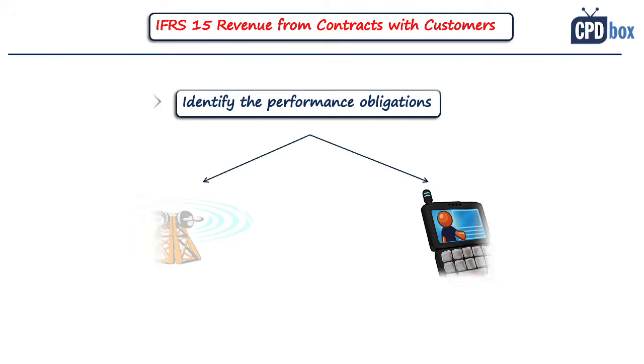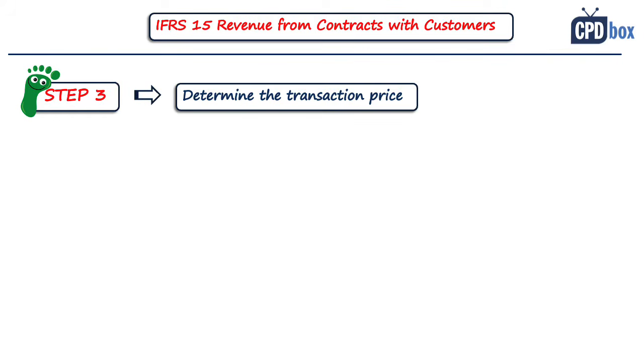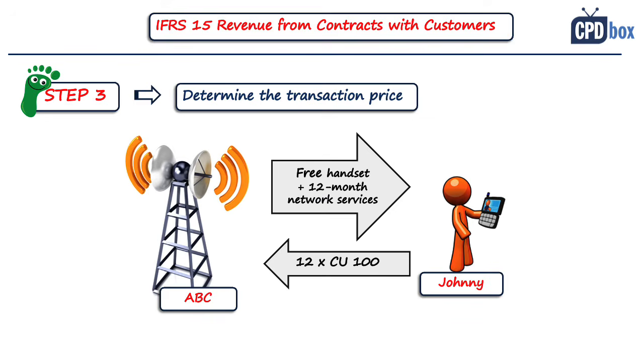Step number 3, determine the transaction price, which simply means to determine how much Johnny will pay to the telecom company during that contract. So here's our contract. We can see that Johnny should pay 100 currency units per month over 12 months. So the total transaction price is 1,200, which is 100 multiplied by 12.